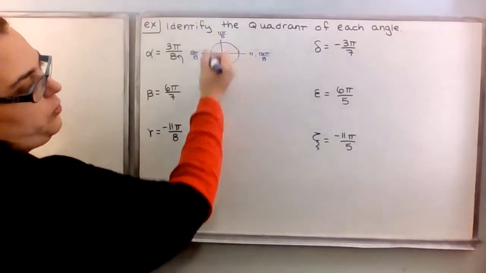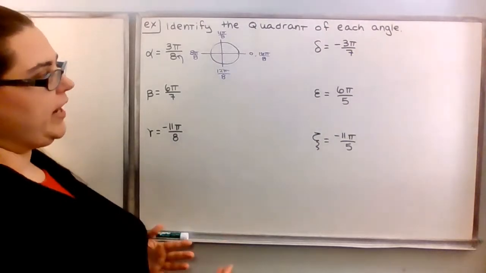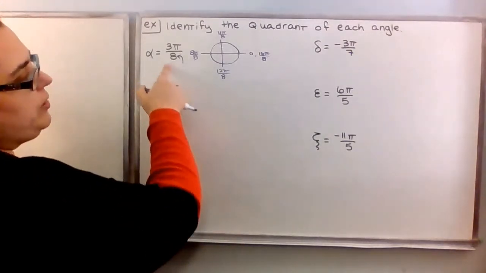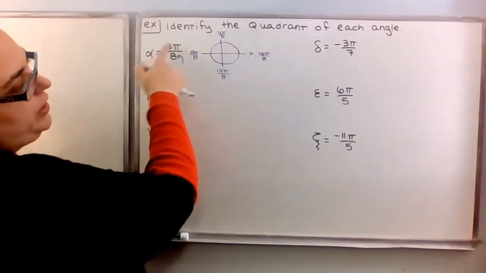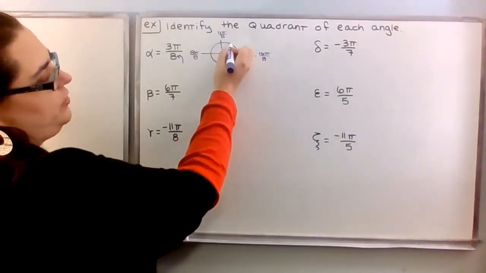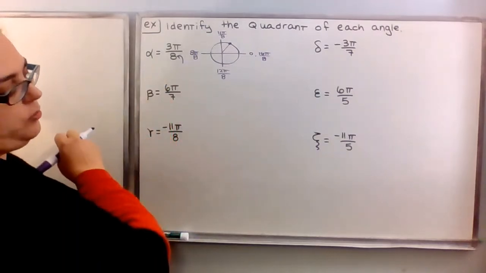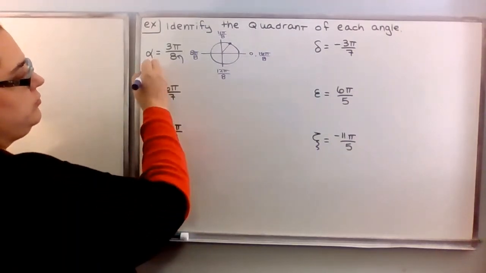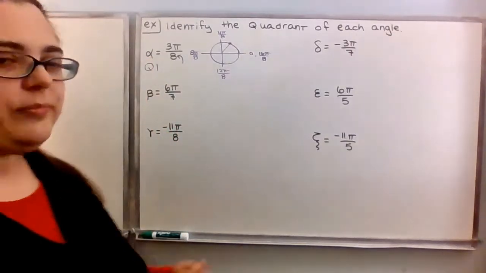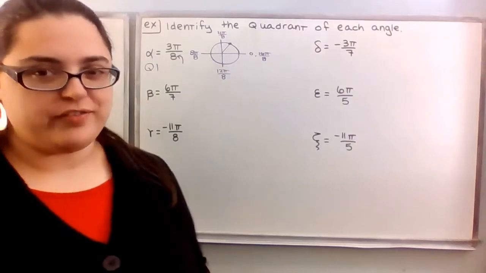Now, by labeling my quadrants in this way, it gives me a little bit of a window to see where 3 pi over 8 is going to land. So 3 pi over 8, the numerator 3 is smaller than 4. So 3 pi over 8 is going to land over here somewhere. So this means that alpha is going to be in quadrant 1. So this is going to be our main strategy, our main method of attack.